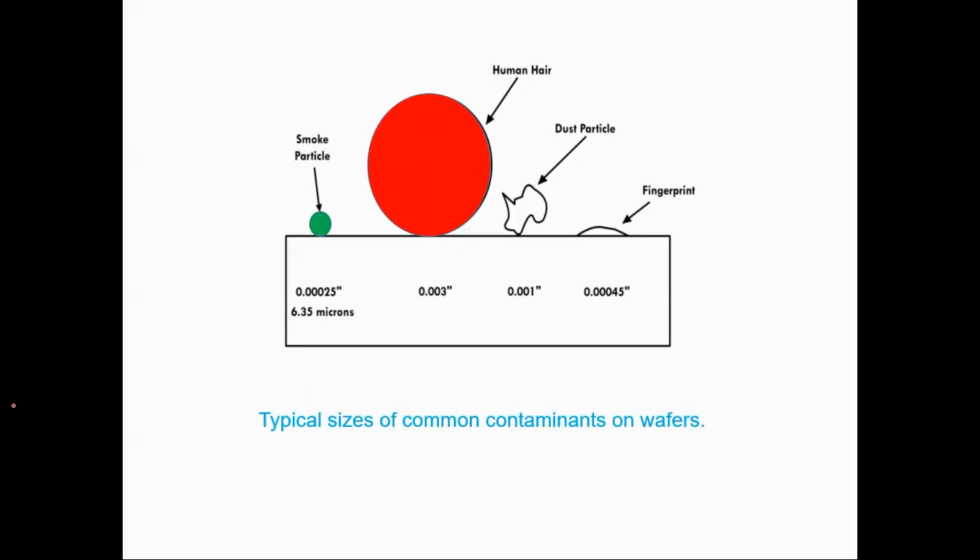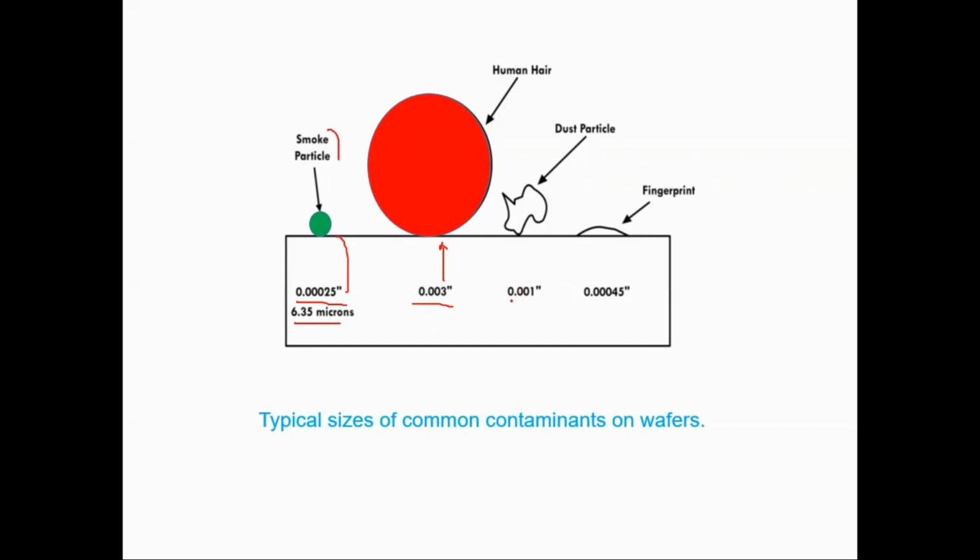So these are typical sizes of common contaminants on wafers. Here you can see sometimes a smoke particle is there. The size of the smoke particle is 6.35 microns or something like that. Here you can see this is a human hair, and this is the size of the human hair. If it falls on the chip, that is again creating a problem.